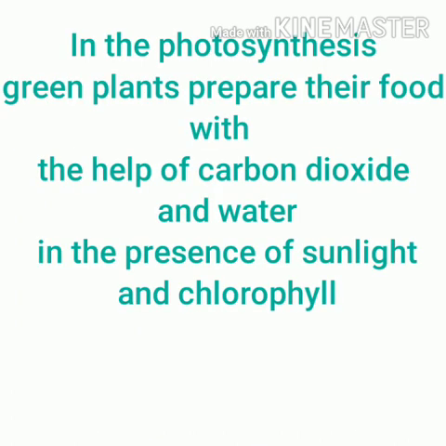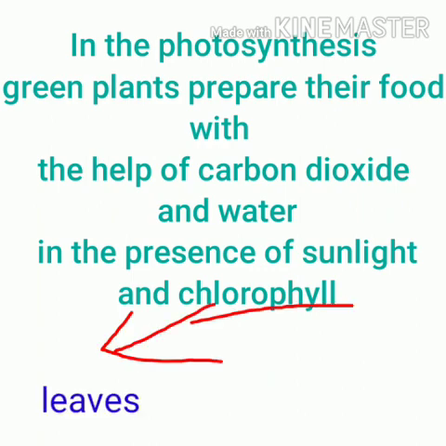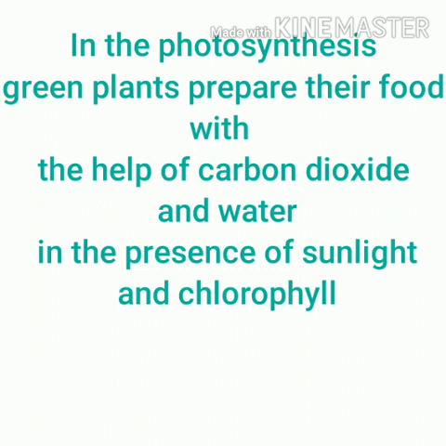In photosynthesis, green plants prepare their food with the help of water and carbon dioxide in the presence of sunlight and chlorophyll. Why are we saying sunlight and chlorophyll presence? Because chlorophyll is already there in the leaf, and sunlight is also available. That's why we are calling it presence of sunlight and chlorophyll. What about water and carbon dioxide?